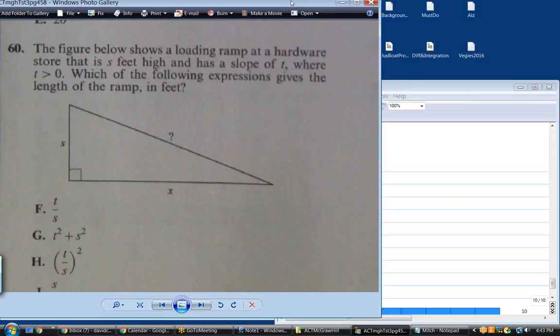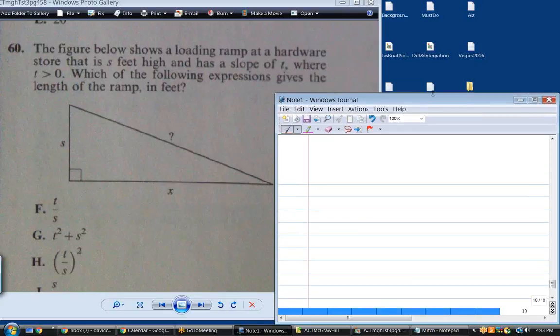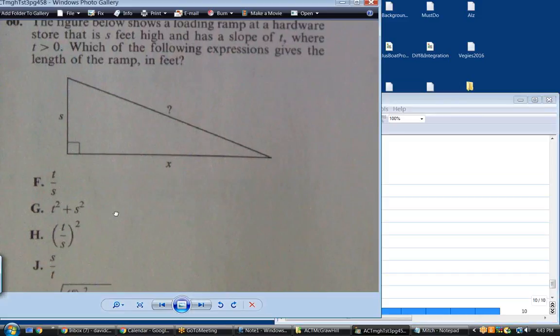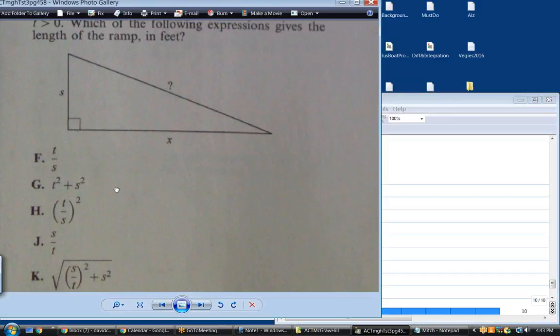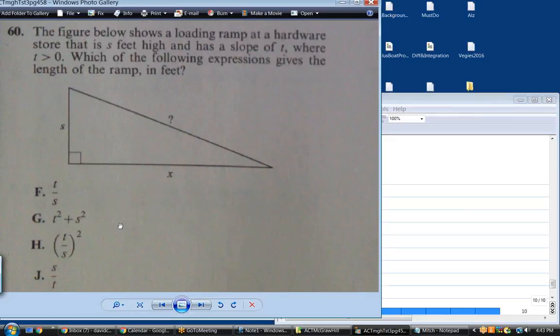And their final trig question. No, it's not really a trig question. Let's look at all these answers. All right, let's see.